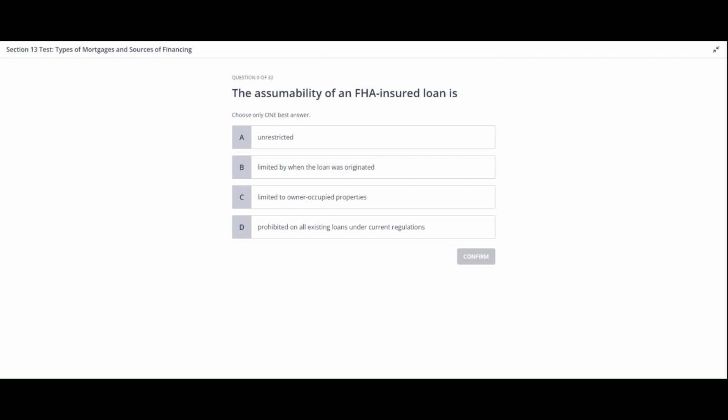Question number 9. The assumability of an FHA-insured loan is Option A: unrestricted, B: limited by when the loan was originated, C: limited to owner-occupied properties, D: prohibited on all existing loans under current regulations. Alright, go ahead and make your selection now.